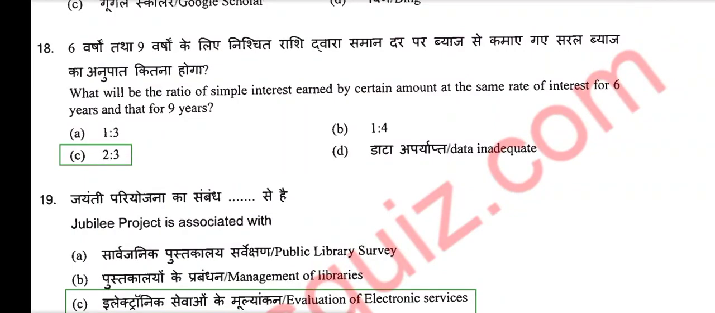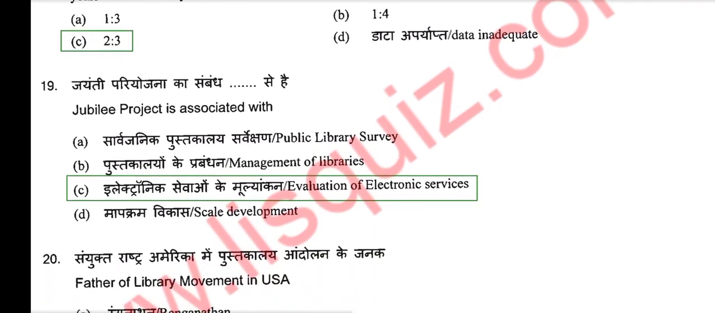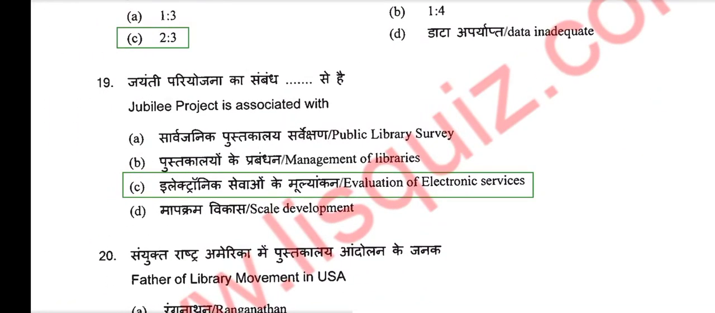Question 18, what will be the ratio of simple interest earned by a certain amount at the same rate of interest for 6 years and for 9 years? I think this question doesn't belong to library science. This can be taken as a reasoning question, and the correct option is 2:3. I think you might be knowing, or you must be knowing, the correct formula: SI equal to PRT by 100. We can use that formula and we will get the correct answer by taking out the ratio.